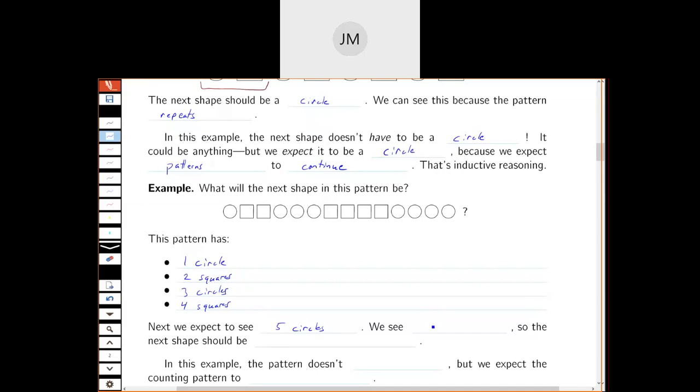Since we see 4 circles, then we think the next shape should be another circle, right? A 5th circle. In this example, the pattern doesn't exactly repeat, but we do expect the counting pattern to continue. Okay, so sometimes patterns repeat, like the circle square. Sometimes patterns continue, like it's alternating between circle and square, and also increasing in number each time.